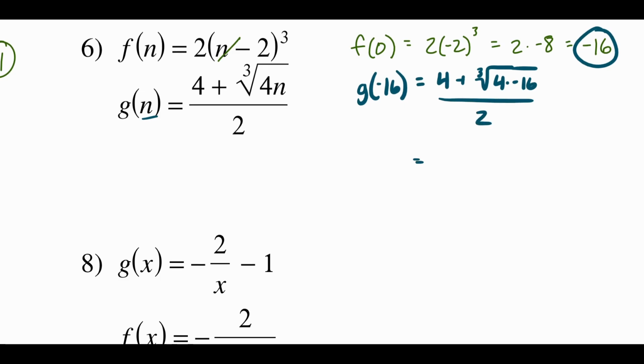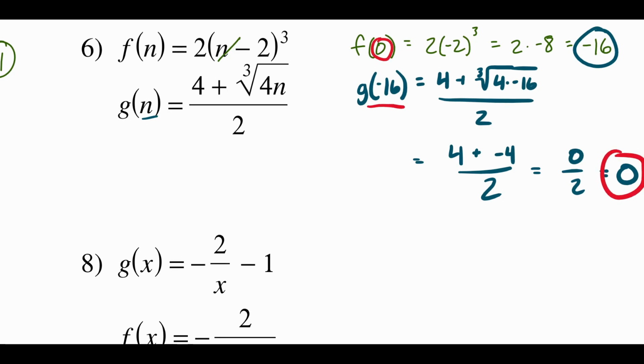What's that equal to? That's going to be 4 plus 4 times negative 16, which gives us a negative 64. And the cube root of that is a negative 4. So we have 4 plus negative 4 all over 2. 4 plus negative 4 is 0, and 0 divided by 2 equals 0. So look, we got 0 as the output of g of negative 16, and our original input was 0. Therefore, for number 6, yes, these are indeed inverses of one another.